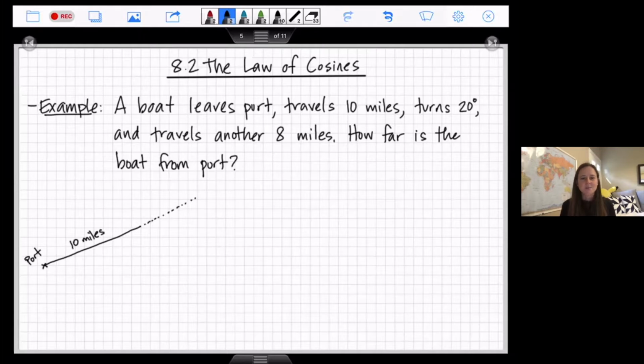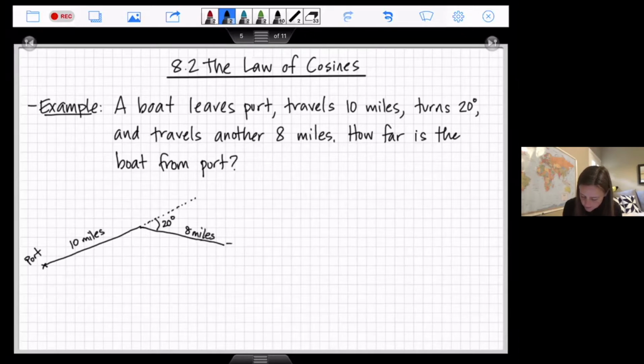And again, it doesn't tell us which way. It ends up not mattering whether I draw the triangle above that dotted line or below. We're going to have the same length for the third side. So I'm just going to go 20 degrees, say this direction, and we go 8 miles. So we'll say this is 8 miles.